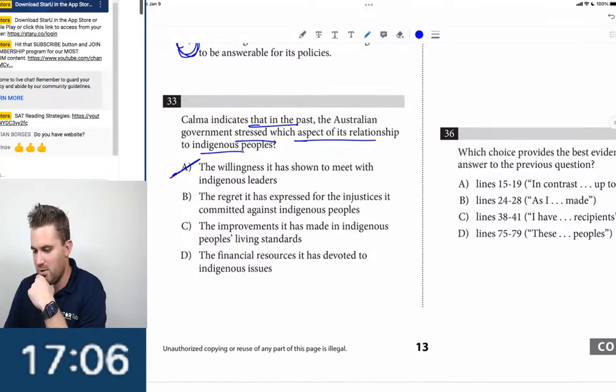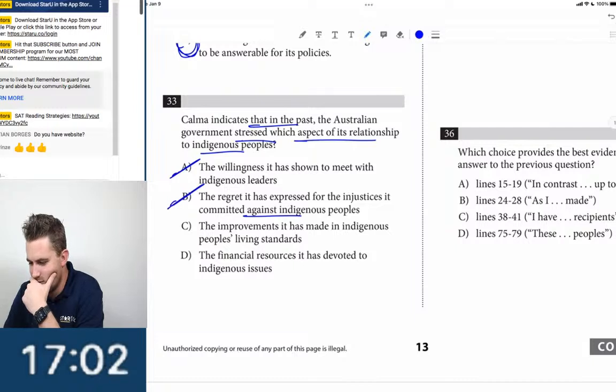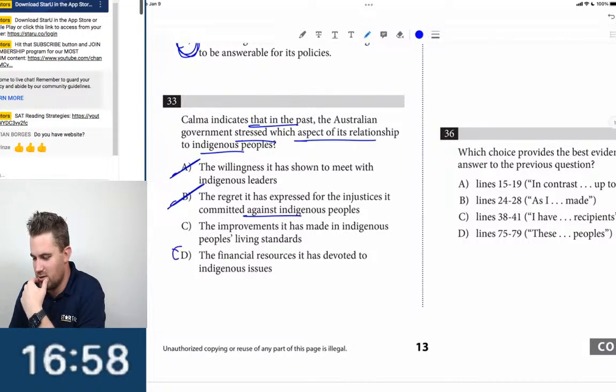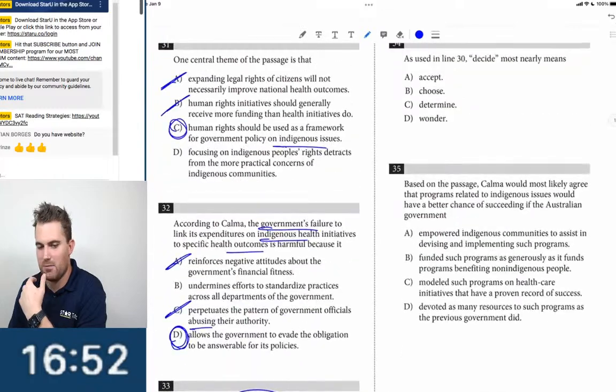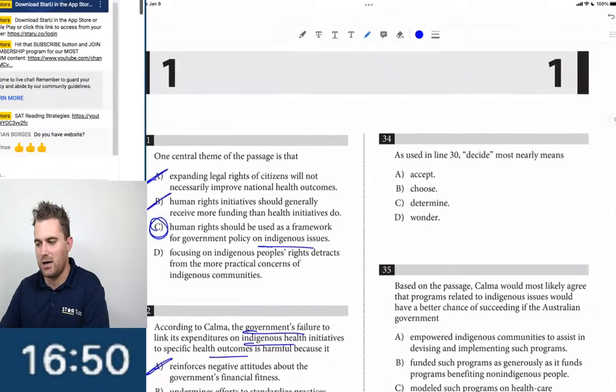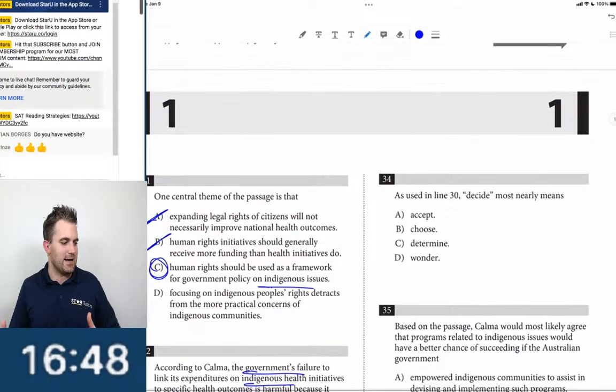The regret is expressed for injustice committed against the peoples. No, I don't think it's expressed that. The improvements is made. No, it's definitely D, right? It's stressed. Indicates that in the past, the government wants to keep talking about how much money they've spent on it, but that doesn't mean that they've actually done anything, right? That's a huge central point of it.